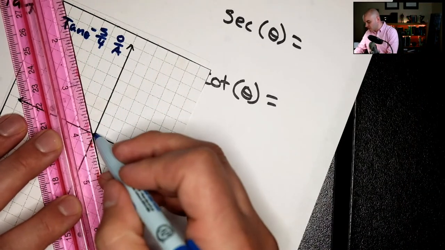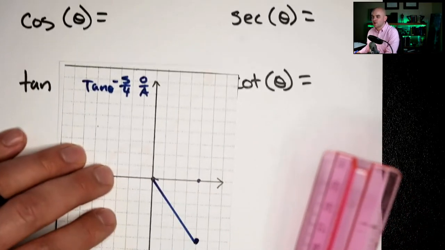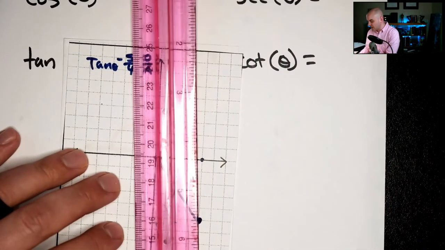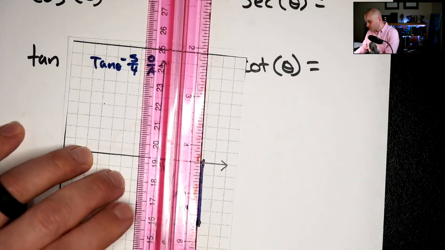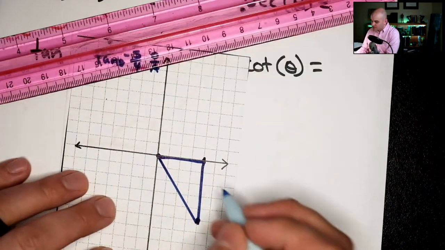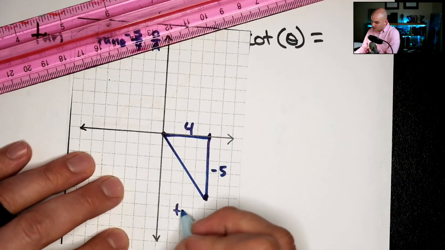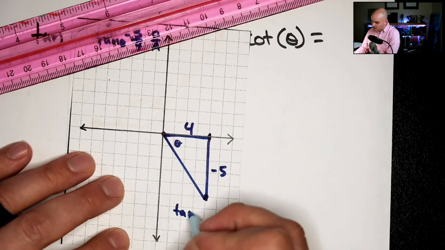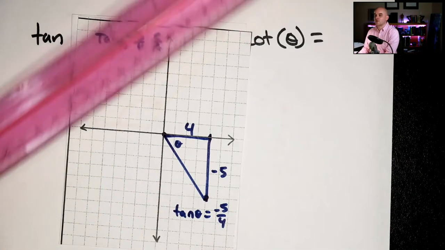Now keep something in mind, I'm ignoring the second restriction right now that cosine must be greater than 0, and just show you why we need that restriction. So I could have this triangle right here. And with this triangle, this side is negative 5, this side is positive 4, and so the tangent of theta right here equals negative 5 over 4, and we can figure out our stuff from there.